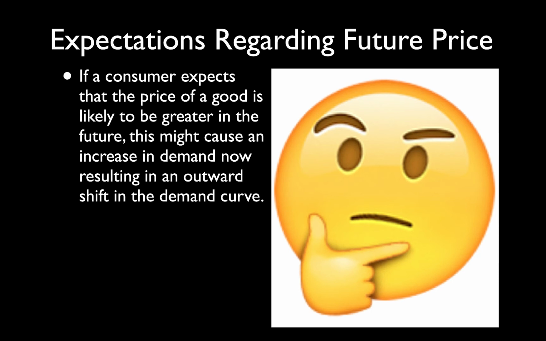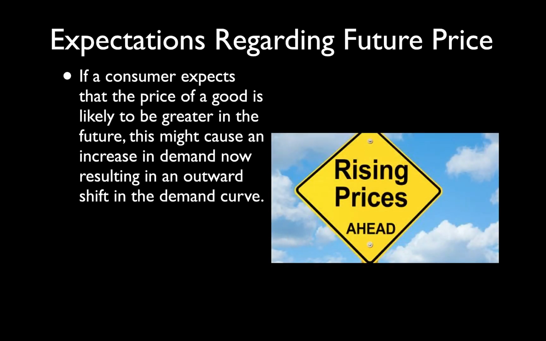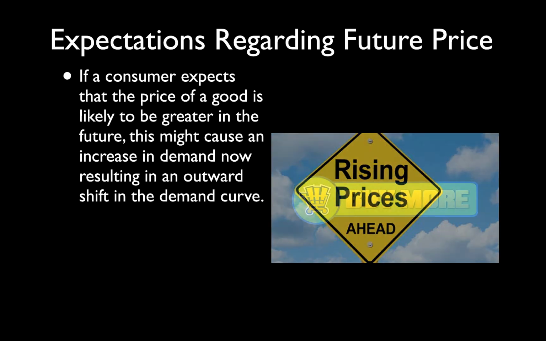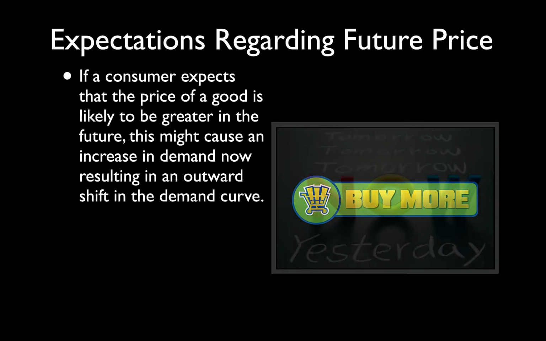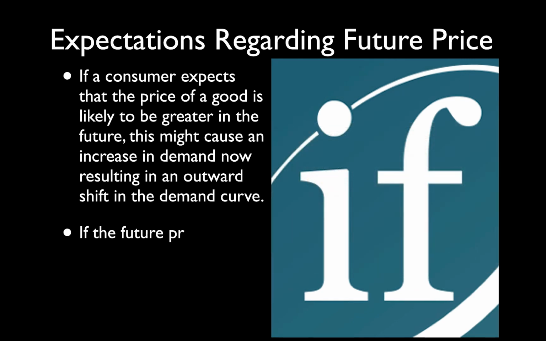So if consumers expect the price of a good is likely to be greater in the future, this might cause an increase in demand now, resulting in an outward shift in the demand curve. So what's happening? They expect that prices are going to rise, so they buy more now, okay? And therefore that's an outward shift.